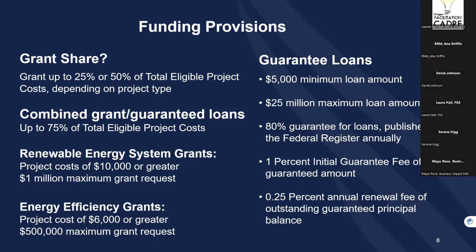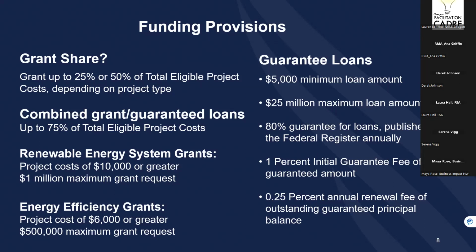With the guaranteed loans, it's a $5,000 minimum loan amount and up to a $25 million maximum. The loan guarantee is geared mainly towards larger projects that might need a guarantee on a larger loan amount. We can guarantee up to 80% for loans, and there's a small fee: 1% of the initial guaranteed amount, and then annually a 0.25% renewal fee. If an applicant is doing a combination grant and loan guarantee, it's up to 75% of total eligible project costs.